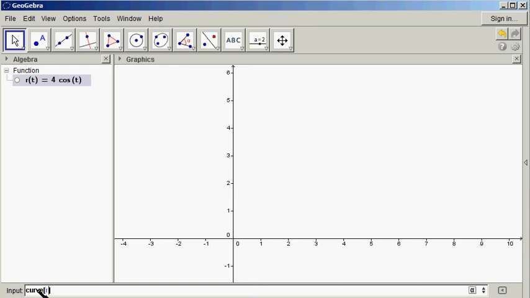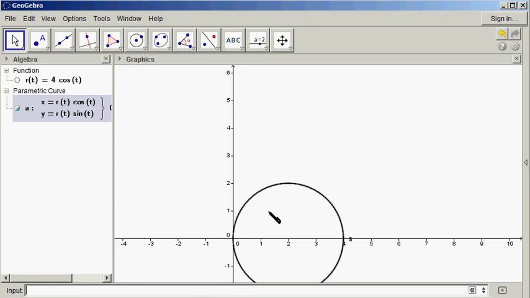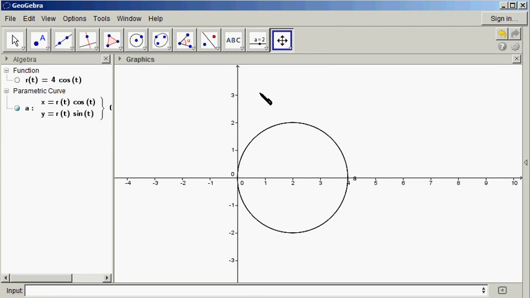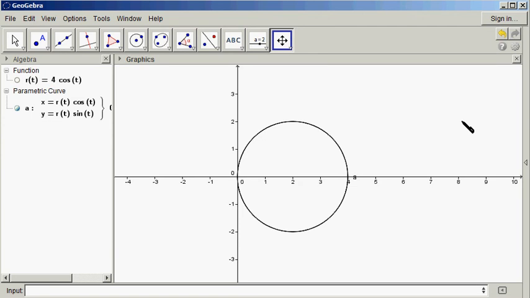So it's going to be r of t times cosine of t. Then y would be r of t times sine of t. Then t goes from 0 to, say, 2 pi. Then hit enter. I'm going to have to move this a little bit. So this is the graph of r equals 4 cosine of theta.